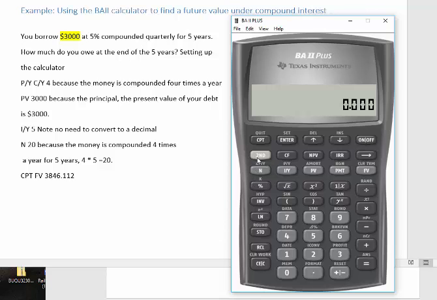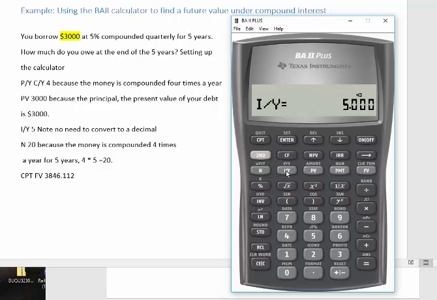It's always a good thing to go to second clear TVM, which removes anything you don't need from the memory of the calculator. So we've already set up the PY and the CY at 4, so we don't need to touch that anymore. Now we have a present value of $3,000, but I'm going to change the sign of that to make it negative, just to show you that the future value will come out positive. So that's a present value.